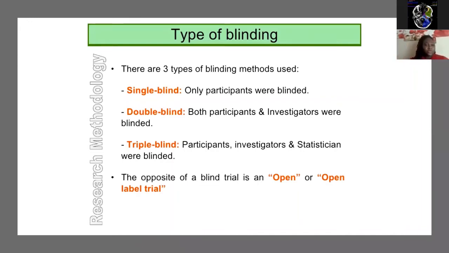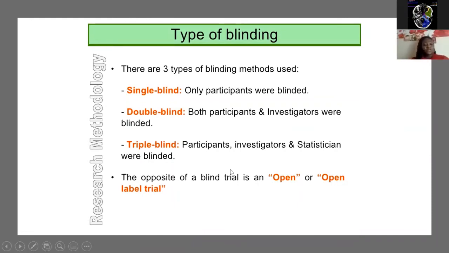So the randomization is usually done by an independent party or independent person who is not even part of the research. And we have the triple blind, that's the participants, investigators, and statistician were blinded. That is very difficult if the statistician is even blinded.